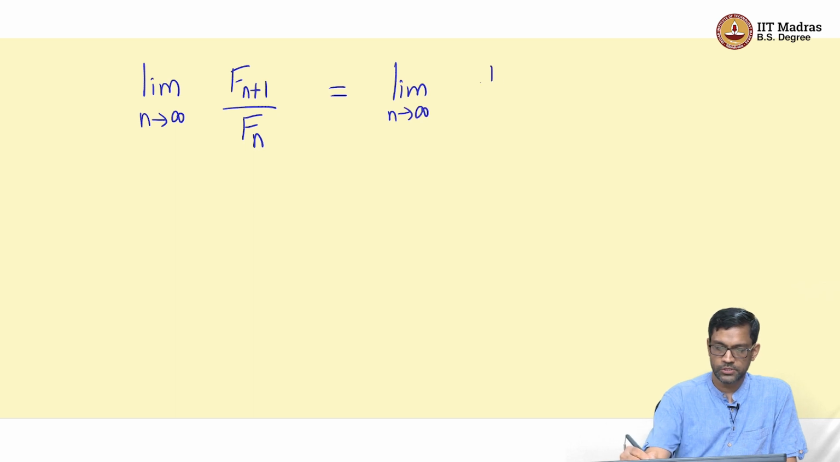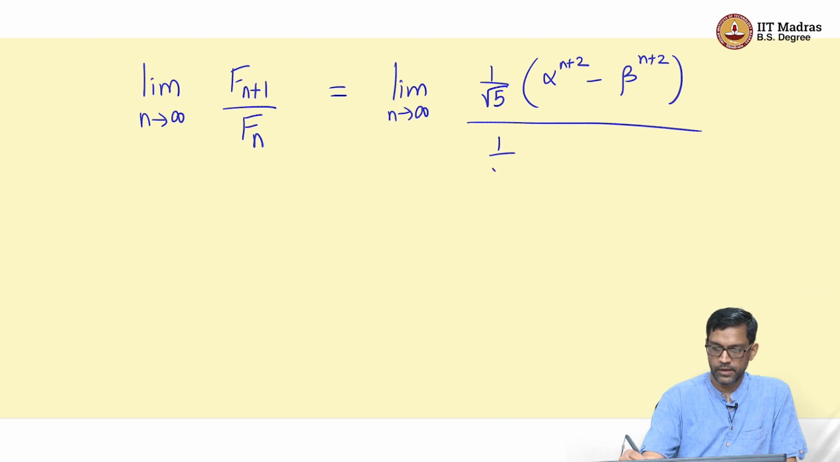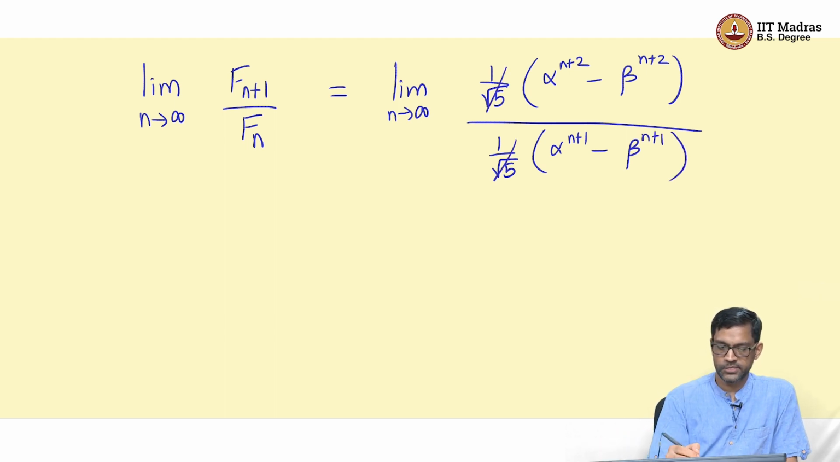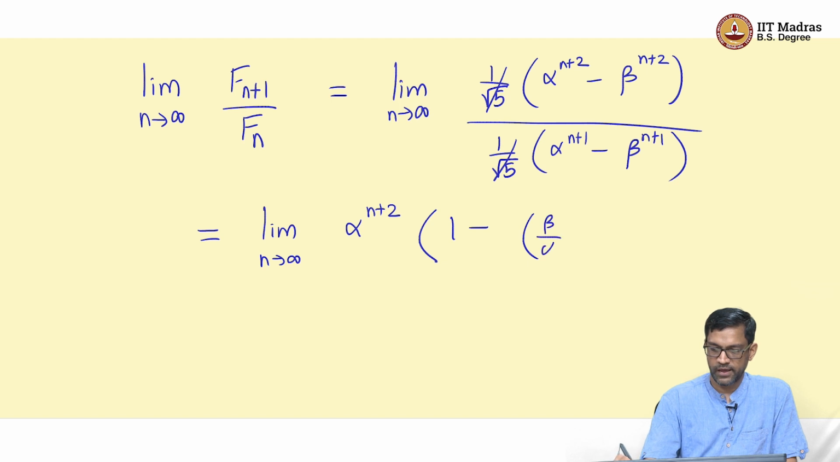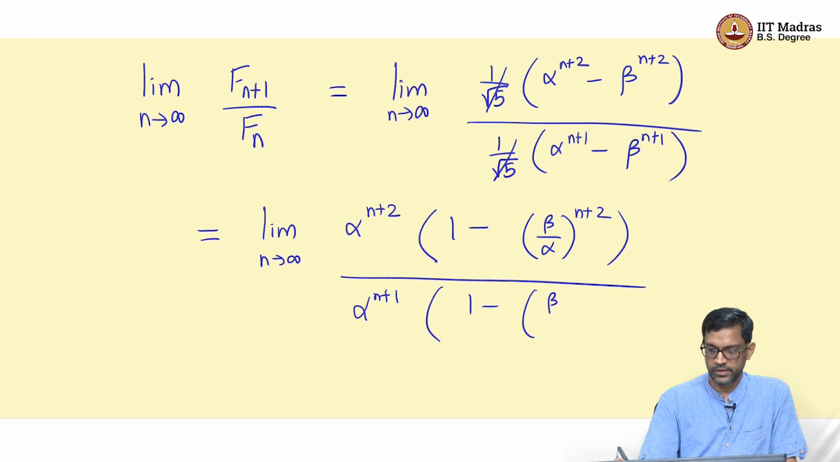We actually have a formula. So, this is 1 by square root 5 times alpha to the n plus 2 minus beta to the n plus 2, divided by 1 by square root 5 times alpha to the n plus 1 minus beta to the n plus 1. So, I will cancel the square root 5's, and let us also do the following. We will pull out the alphas from both numerator and denominator. So, I write it as alpha to the n plus 2 times 1 minus beta by alpha to the n plus 2, divided by alpha to the n plus 1 times 1 minus beta by alpha to the n plus 1.